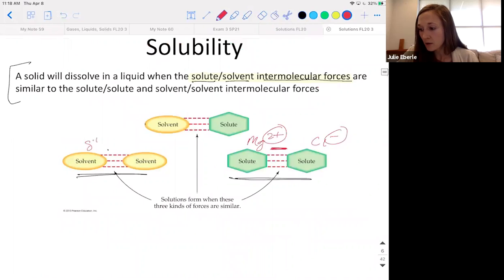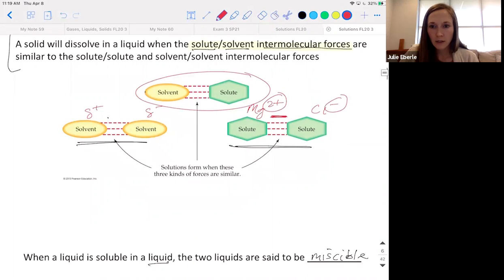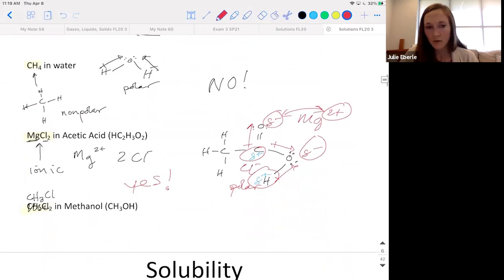So here you'd have partial negative and partial positives, and those are the same types of interactions and forces at play, so that those things will mix. I hope that is a decent enough explanation. I could definitely explain further if.